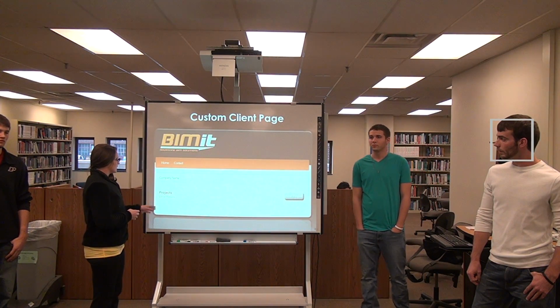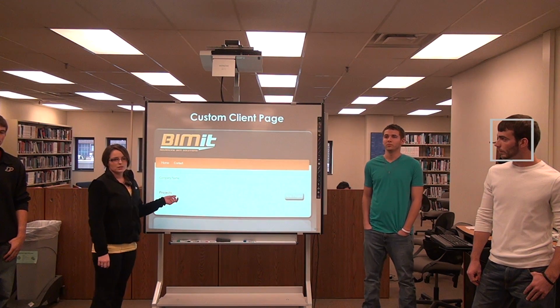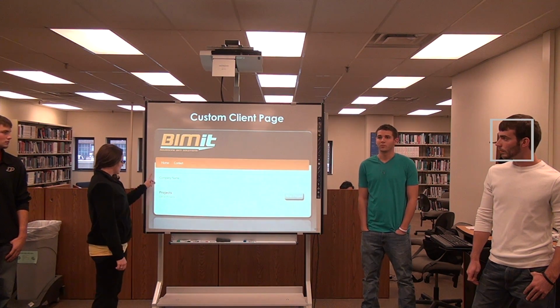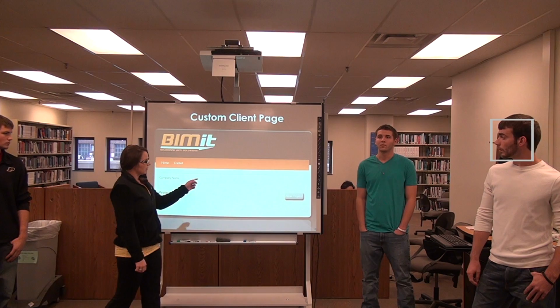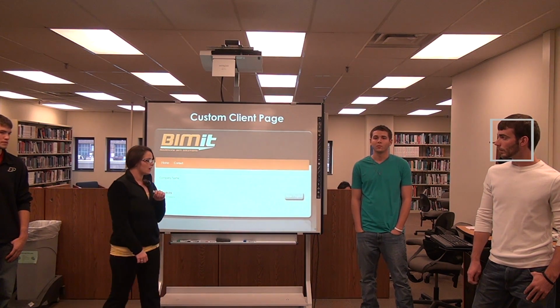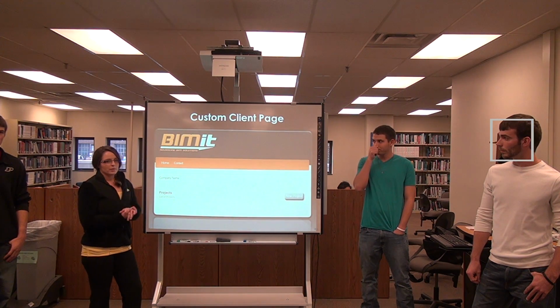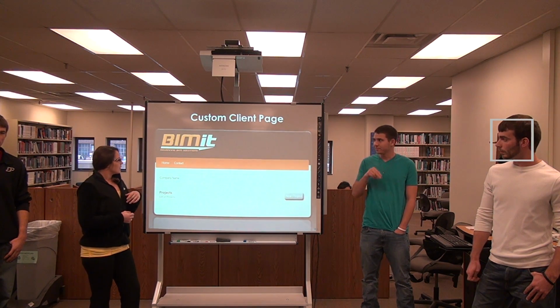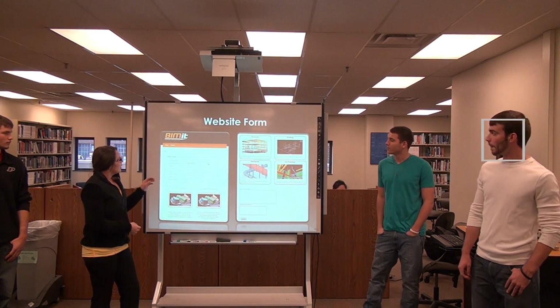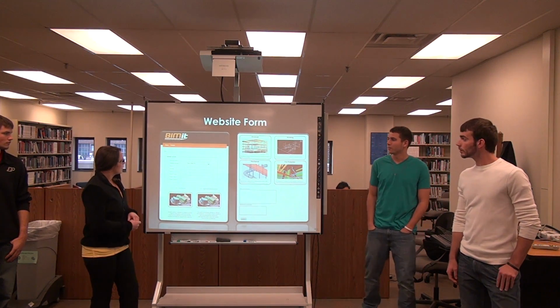Once they log in, this is the screen that it'll take you to, and it'll be customized to the company. It'll have the list of projects on this side, and then over on the other side there's a link for a new project. And once they click on new project, it'll take them to our actual form that's done in HTML5 with PHP. This is what the whole form looks like.